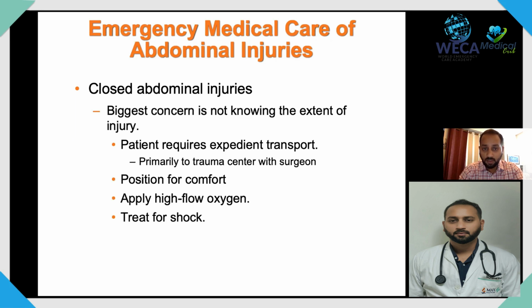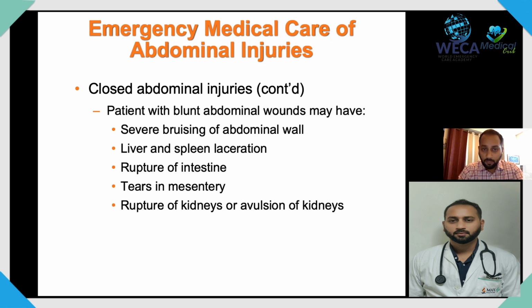In closed abdominal injuries, the biggest concern is not knowing the extent of injury at the first go. So again, the patient requires expedient transport, preferably to a trauma center with a surgeon available. High flow oxygen should be started, the patient should be positioned for comfort, and shock should be treated on the way. Patients with blunt abdominal wounds may have severe bruising of the abdominal wall. They can have liver and spleen lacerations, intestinal rupture, or mesenteric compromise, which may result in subsequent intestinal infarction. They can have injury to the kidneys, leading to rupture or avulsion of the kidneys.